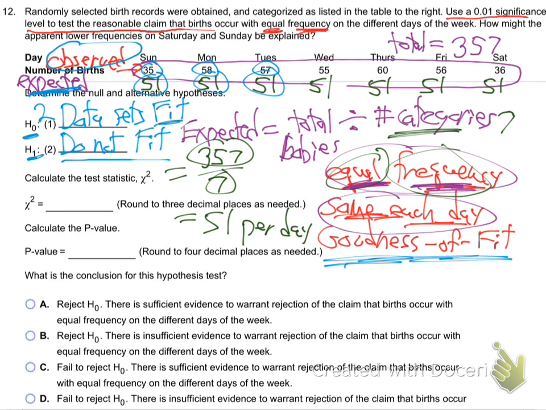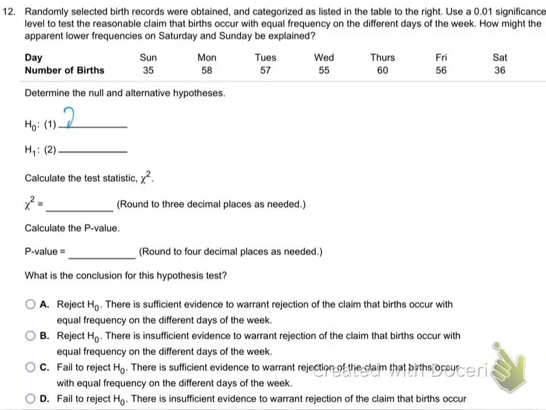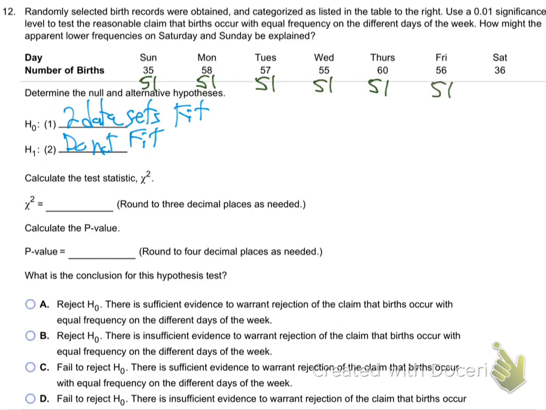All right, let's do the test. Move it over here. So two data sets fit and do not fit, and these are all 51s. These are the observed on the top here. And these are the expected down here.